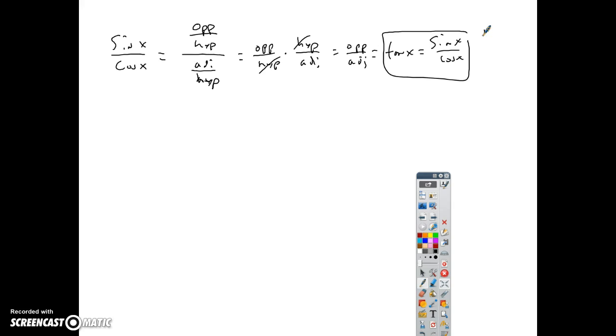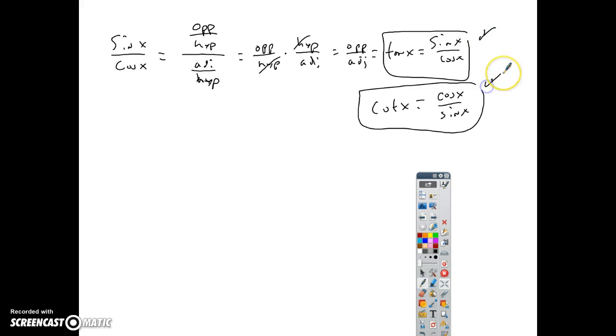Also, it is in your best interest to know the following. Cotangent of x is the inverse, right? So cotangent of x would be cosine x over sine x. This is one you don't have to have memorized, but if you don't, you get to do extra work. You can still get an A on the test. You're just doing more steps than everybody else, flipping stuff that everybody else is already just writing down on their paper. Okay? All right.